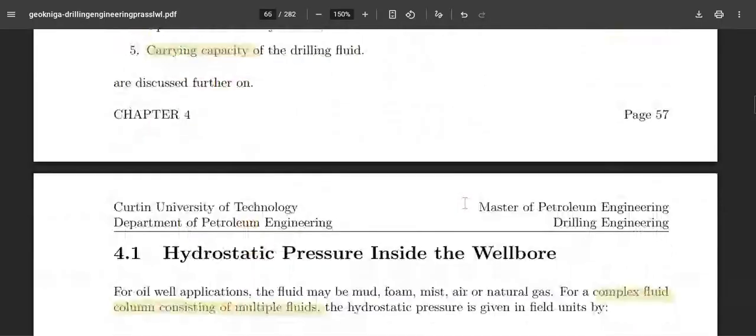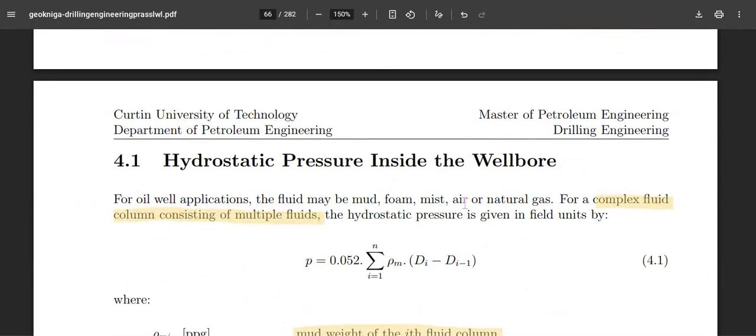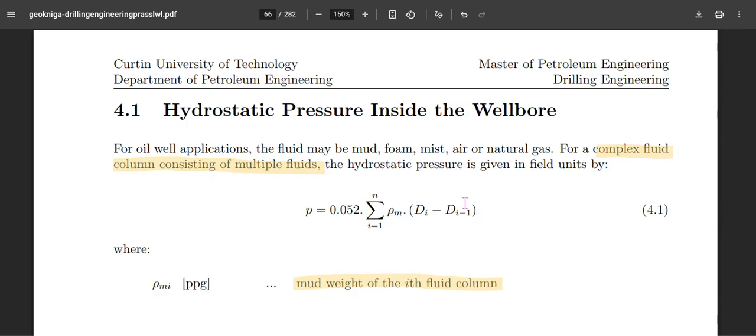So coming to the concept of hydrostatic pressure, which is a very key concept: for a single fluid column, we know from elementary school that pressure at a particular depth will be equal to rho gh. But if a fluid column has multiple fluids, which is a complex fluid, then equation 4.1 applies, because for a certain depth there are different fluids with different densities, and it has to be summated based on the amount of fluid that occupies particular positions. So this is what equation 4.1 says.